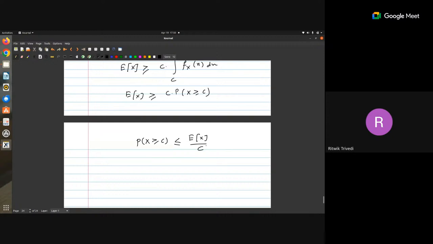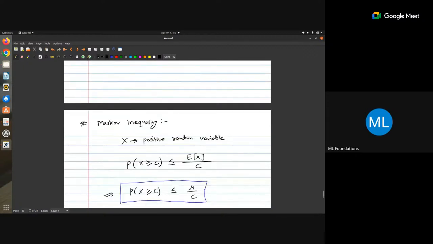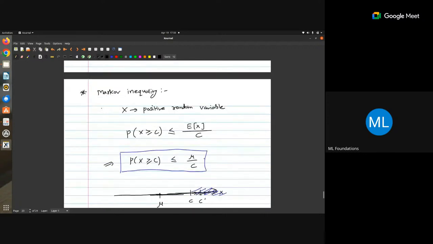Because I remember that we discussed something like this: if we are taking c as mu or less, it is basically saying that the probability is going to be less than something greater than one, and obviously probability cannot be greater than one. So it is very trivial. We are not getting any information. We are just checking how far away your data is, that is, the probability that the value taken by the random variable is away from the mean. That is what is given by the Markov inequality.